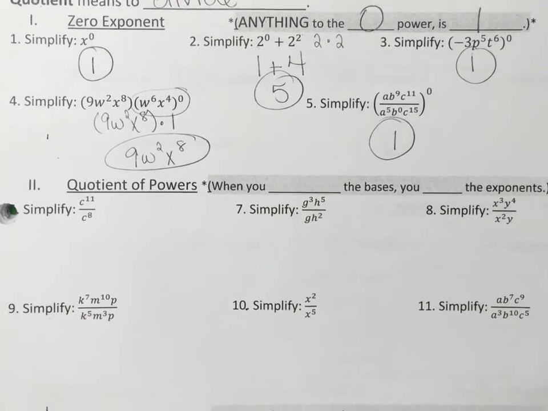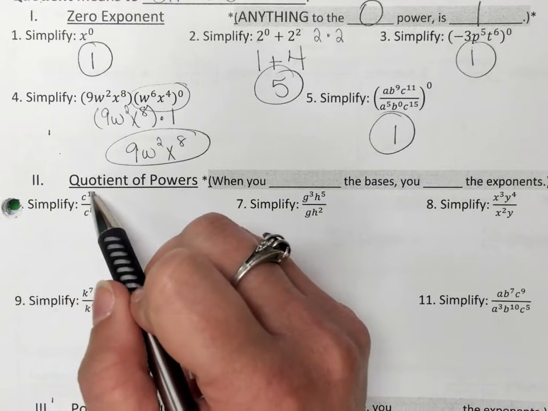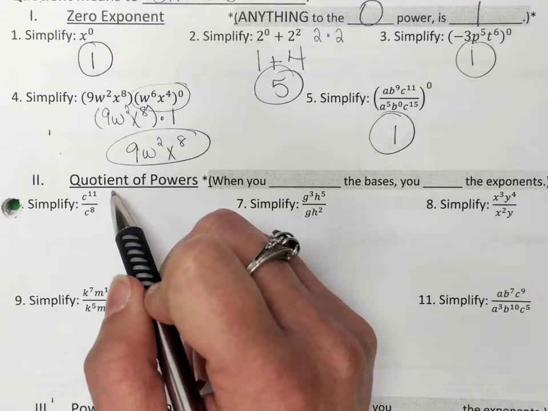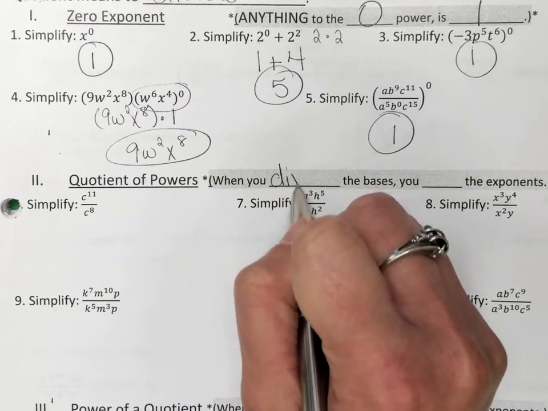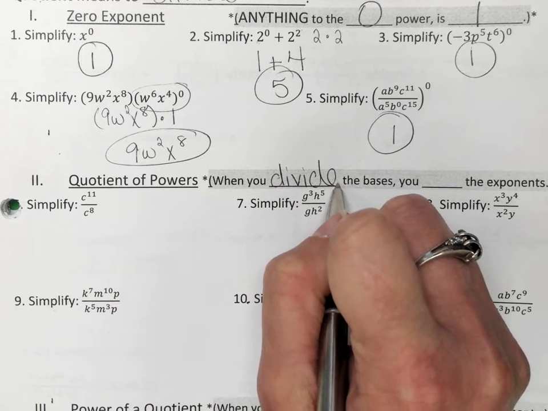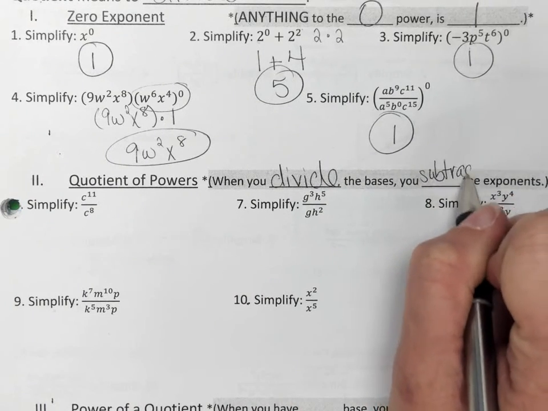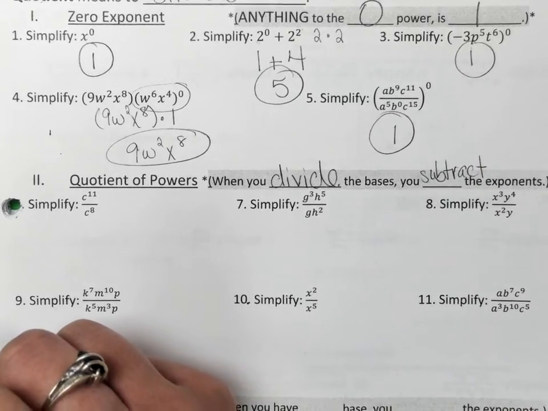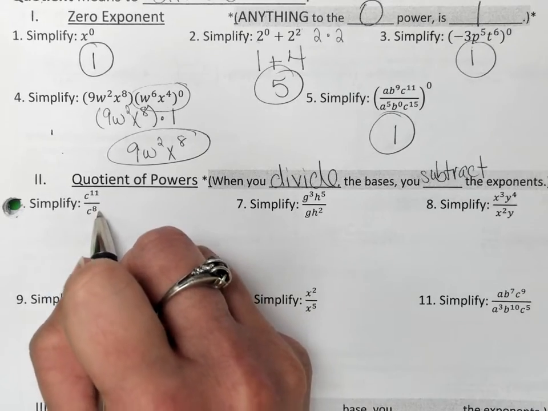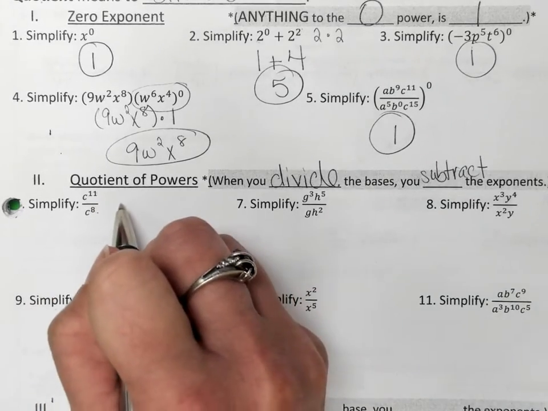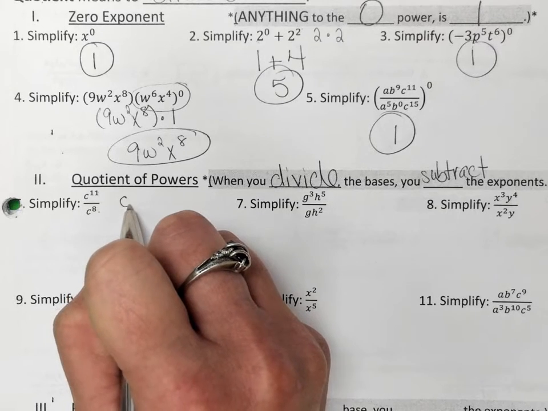Okay, this is new. You ready? Look right here. What were we doing before? We weren't dividing stuff before. We were multiplying and adding stuff before, right? So now when we divide the bases, you subtract. We're going to do the opposite. Okay? All right, here we go. What's 11 minus 8? 3. There you go.